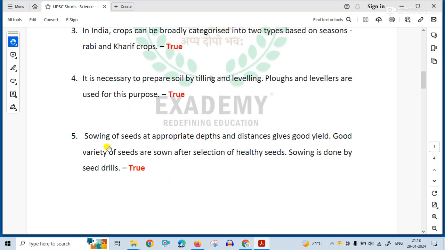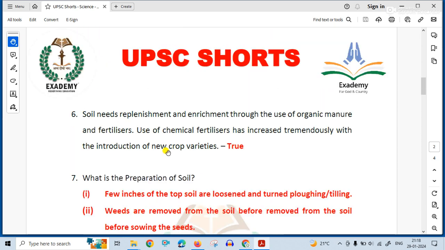Correct. Sowing of seeds at appropriate depths and distances gives good yield. Good variety of seeds are sown after selection of healthy seeds. Sowing is done by seed drills. So this statement is true.